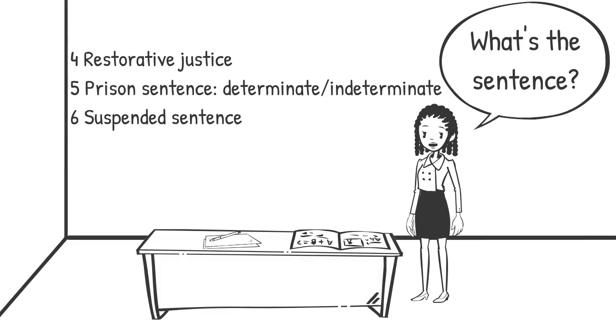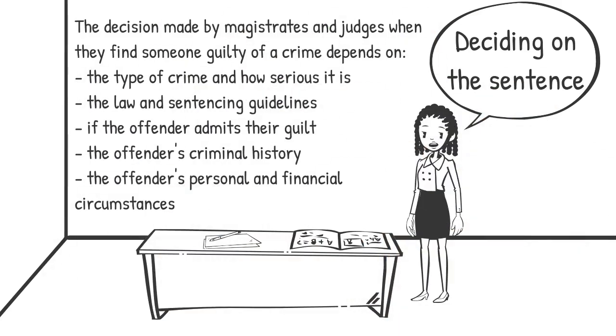A first-time offender may get a suspended sentence. This means they will not go to prison if they do not re-offend and if they follow orders in much the same way as those with a community sentence. If they break the rules, they will usually be sent to prison. The decision made by magistrates and judges when they find someone guilty of a crime depends on the type of crime and how serious it is, the law and sentencing guidelines, if the offender admits their guilt, the offender's criminal history, the offender's personal and financial circumstances. They will weigh up the situation for each individual and consider any mitigating factors.